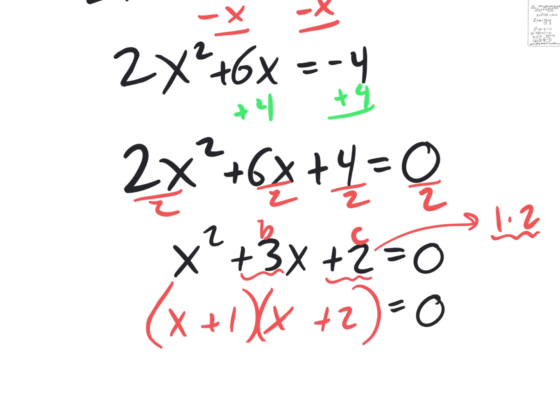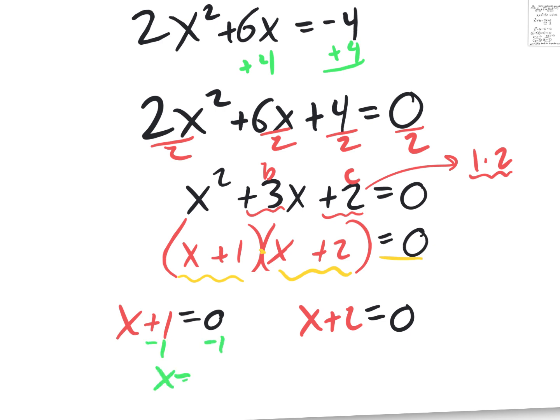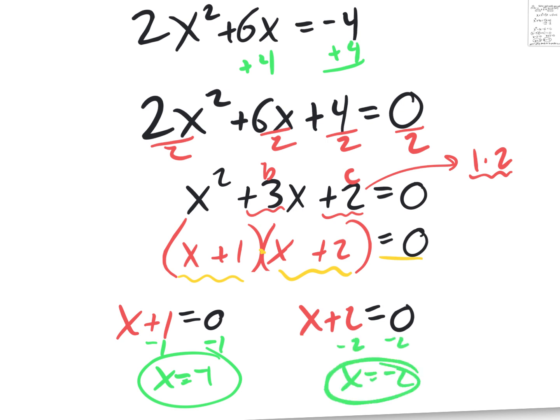It's equal to 0. So now that you have something times something equals 0, that first something could be set equal to 0. So the x plus 1, that could be equal to 0. Or the second something, x plus 2, that could also be equal to 0. This is called the zero product property. And if you solve both, minus 1, you get x equals negative 1. And if you solve the other one, minus 2, x equals negative 2, you get the other answer.